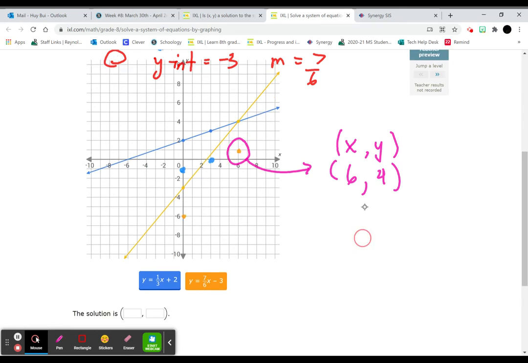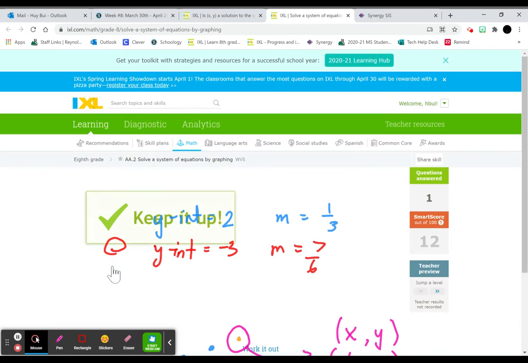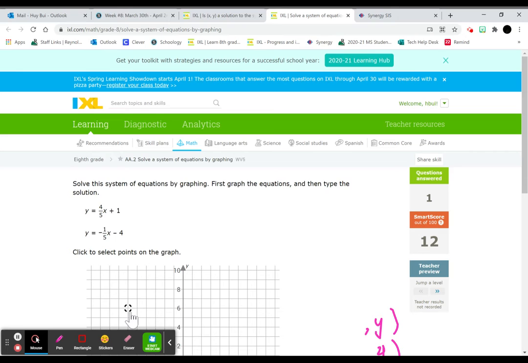Let's go ahead and see if we can type that down. Your solution is at 6 and 4. There we go. Better be right. Yes. Woo! First one I had to do this year. A lot of stress on the first problem there. But yeah, now I think I know how to do it.